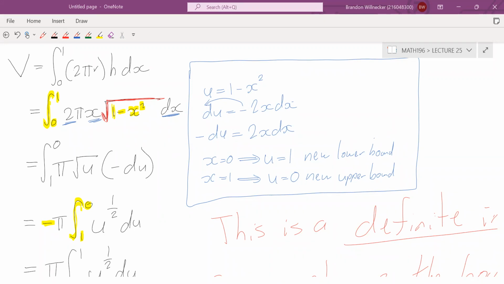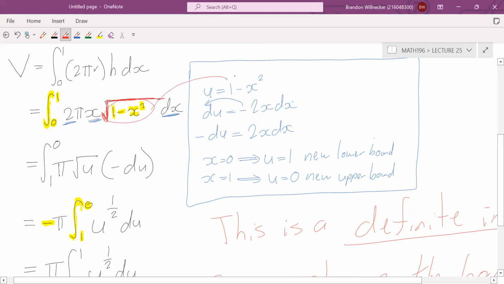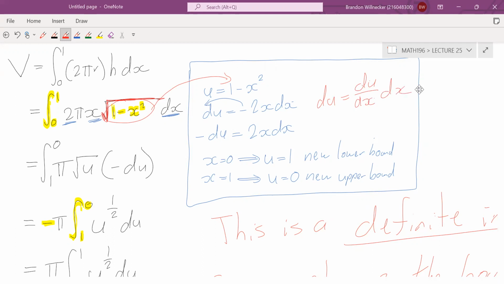So we look inside the square root, we get 1 minus x squared. That's the inside part. So this inside part becomes u. So u equals 1 minus x squared. We take the derivative to find du. So du will be minus 2x dx. So we just used the derivative, du by dx times dx. We've done a lot of that. So we get minus 2x dx.